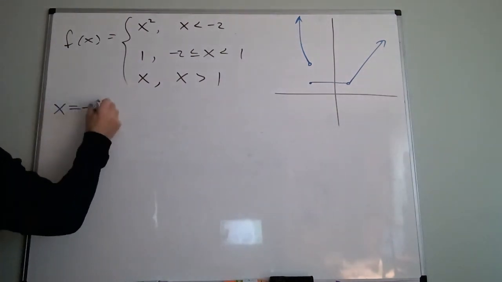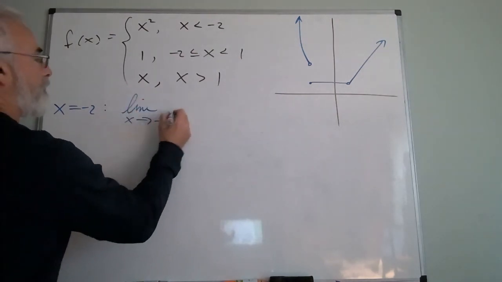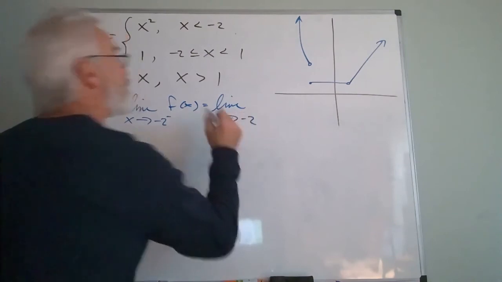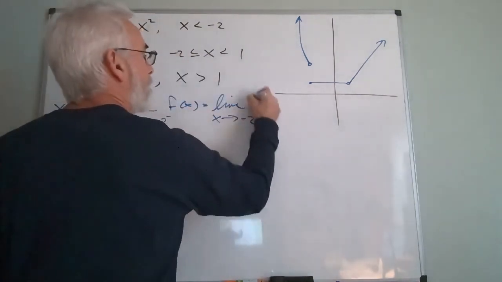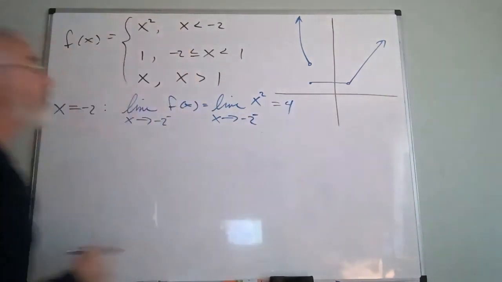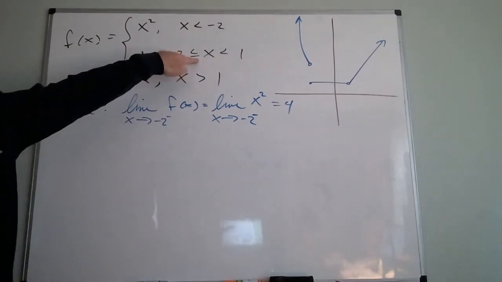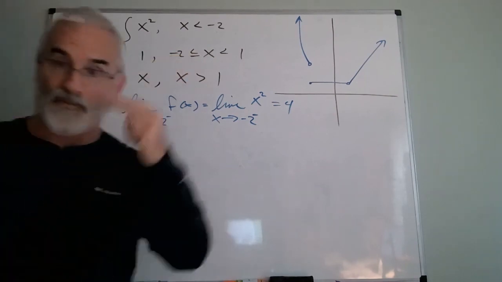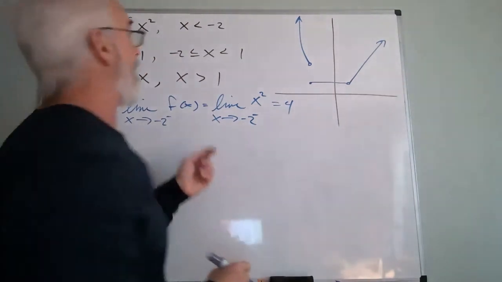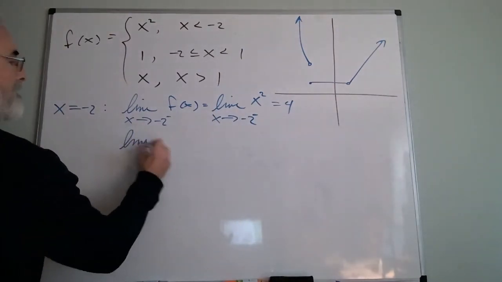So let's start with x equals -2. The limit as x approaches -2 from the left of f of x is equal to the limit as x approaches -2 along the parabola. That limit would be 4. By the way, is the function defined at -2? Yes, it is. Right here. So the first of my 3 criteria was met. f of -2 does exist. f of -2 is 1. Now let's do the limit from the right.